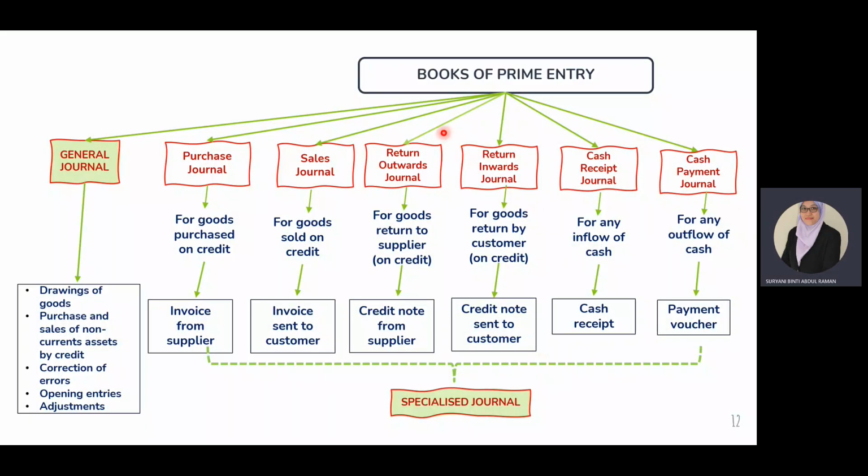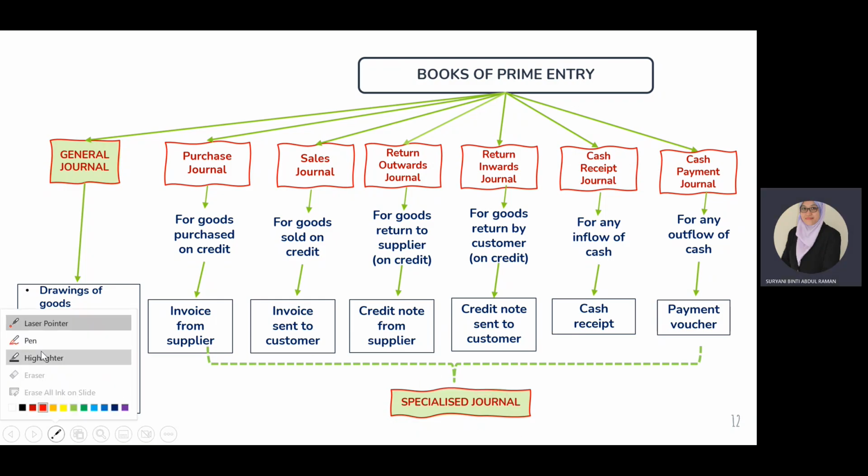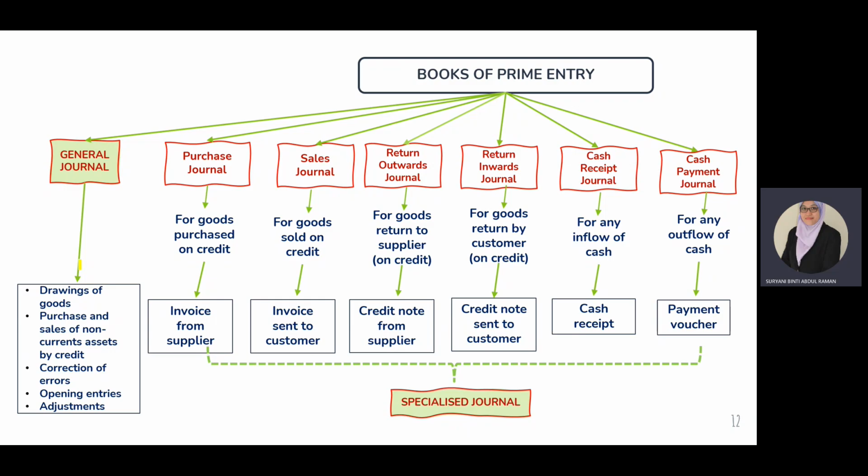Okay, let us look at the details of the books of prime entry. Regarding the function, as I mentioned just now, there are 2 types of journal. One is the general journal, the other one is the specialized journal. So let us look at the function of each of the journals. We start with the specialized journal first. There are 6 types of specialized journal.